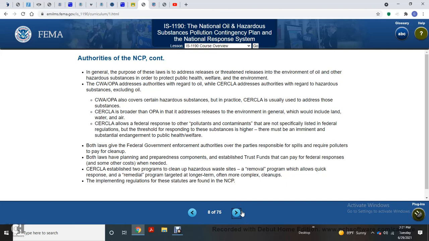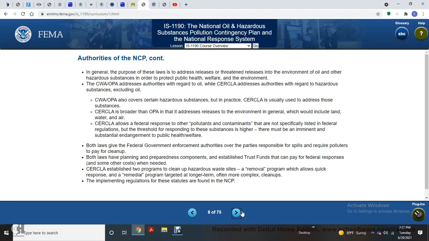In general, the purpose of the law is the relief of the threat and releases to the environment of oil and other hazardous substances, in order to protect public health, welfare, and the environment. The Clean Water Act and Oil Pollution Act address the authorities regarding oil, while the Comprehensive Environmental Response, Compensation, and Liability Act addresses the authorities regarding hazardous substances, including oil. The Clean Water Act and Oil Pollution Act cover certain hazardous substances, but CERCLA is usually used to address those substances.